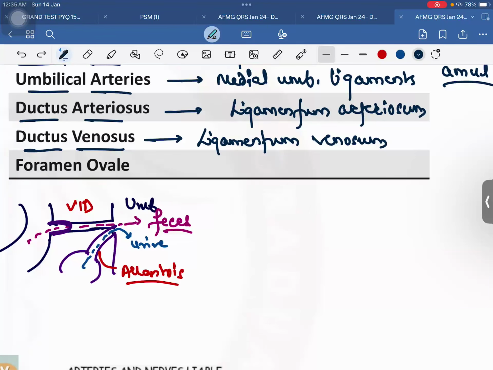And the foramen ovale, which is a connection between the right and the left atria, when it undergoes obliteration, leads to formation of the fossa ovalis. So that has to be remembered.